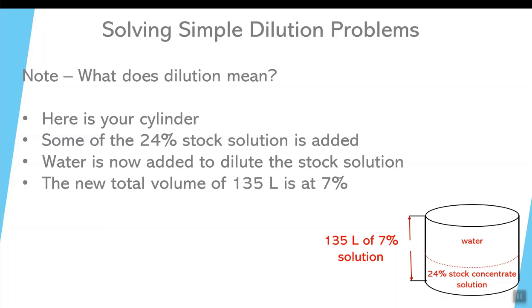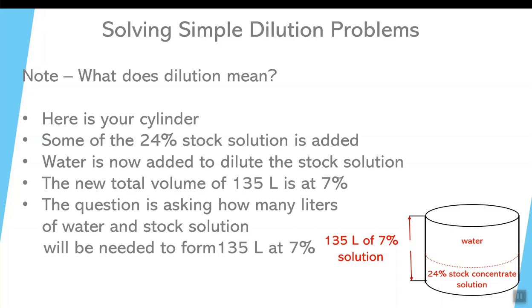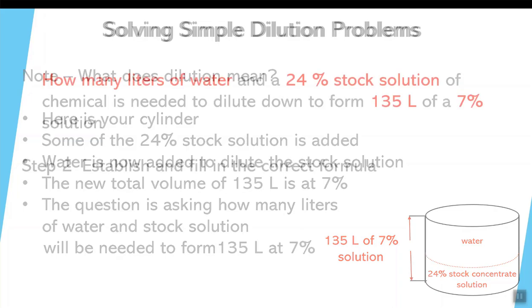So you're given three variables here. You're given 24% solution, you're given 7% solution, and you're given a volume of the 7% solution. Again, the question is how many liters of water? How many liters of this concentrate stock solution are you going to need to make 135 liters at 7%?